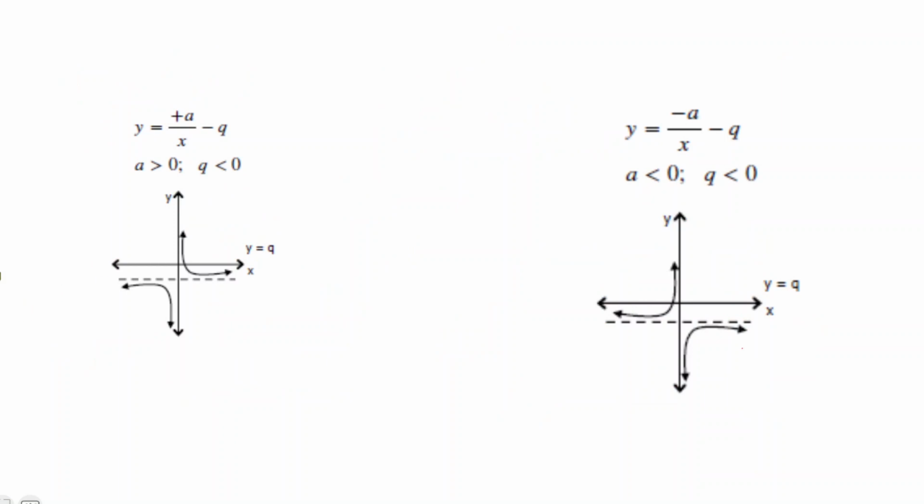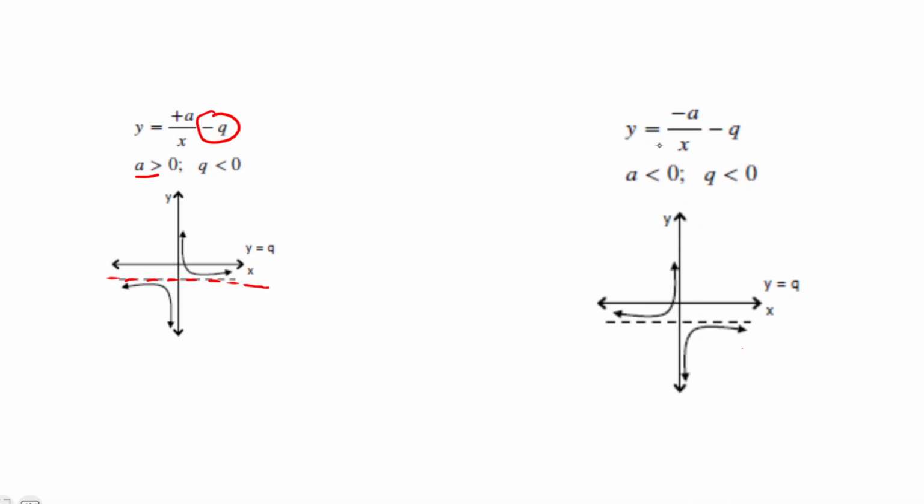Now, if you have a graph with Q that is negative, you can see the Q here is negative. A is still positive, that means it's in the first quadrant and the third quadrant. But now Q is negative, that means the graph has been shifted downwards. It can be 1 unit down or 2 units down, depending on what you are given in the equation.